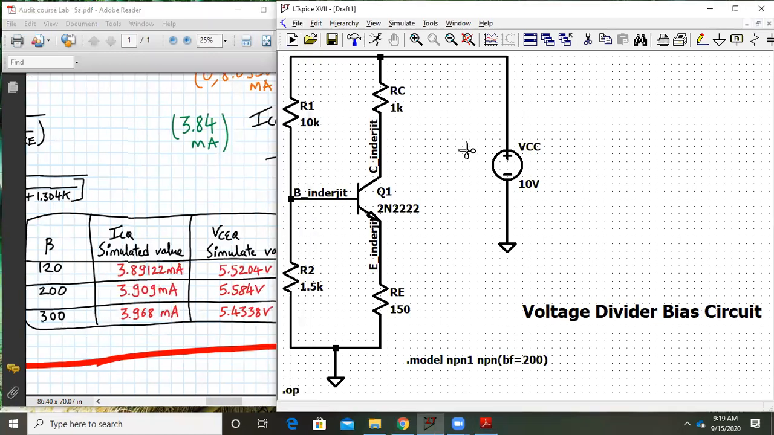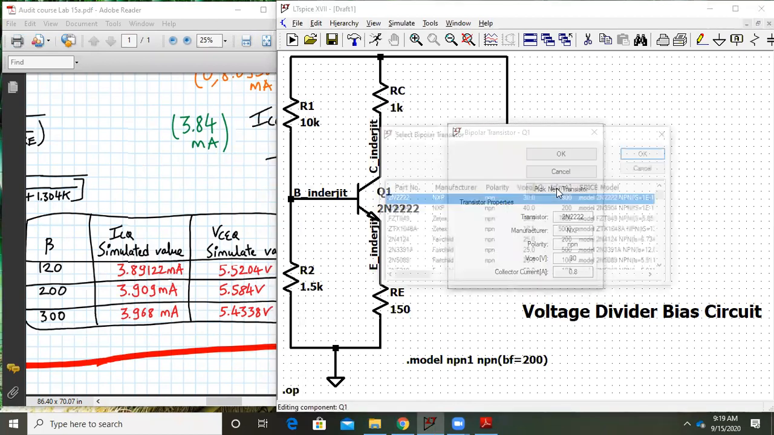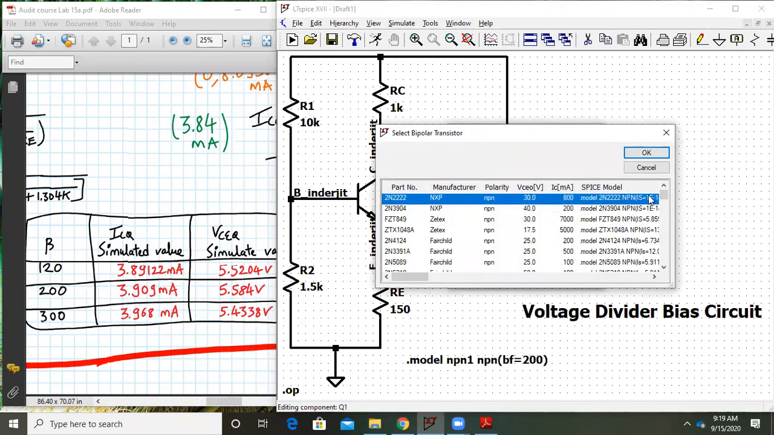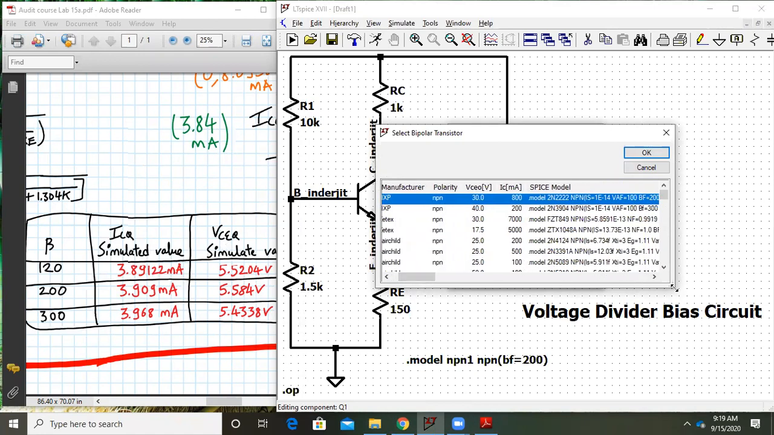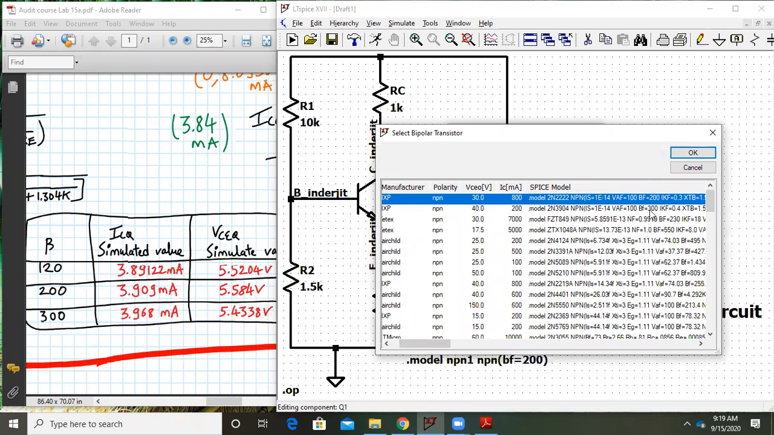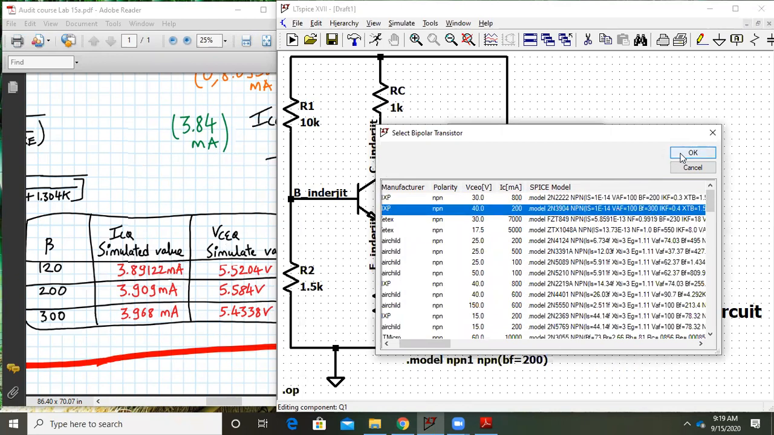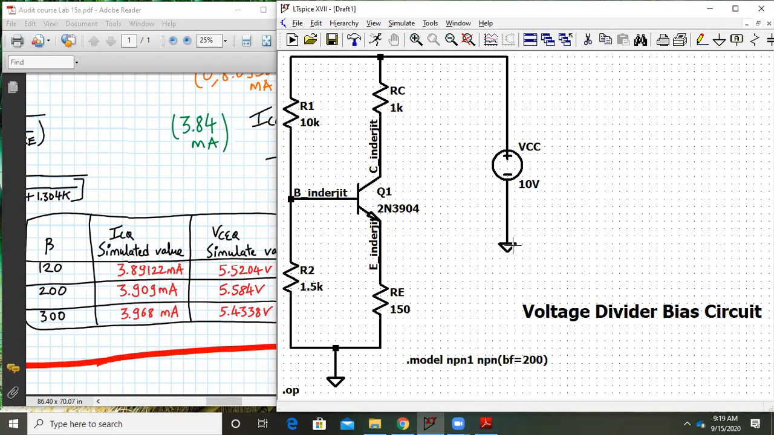So how do we do that? We'll again go back to the circuit and select a transistor which has a beta value of 120 or 300. So we need to search over here a little. Okay, the second option is the beta value 300. I'll click on OK and click on OK over here. So this transistor will have a beta value of 300.